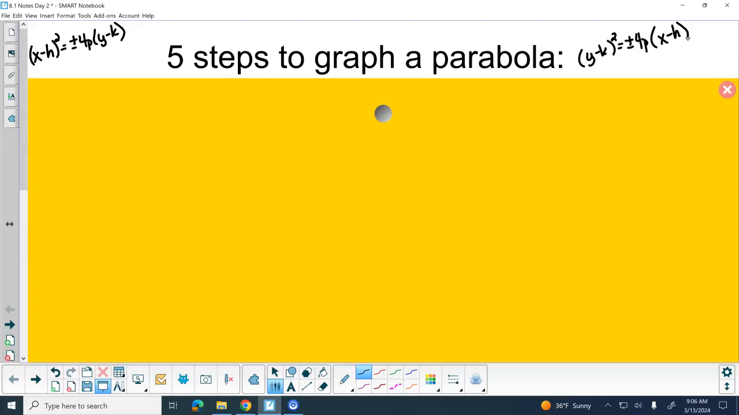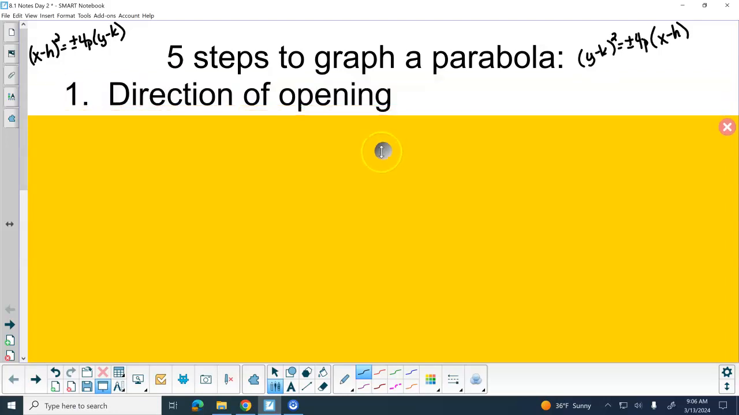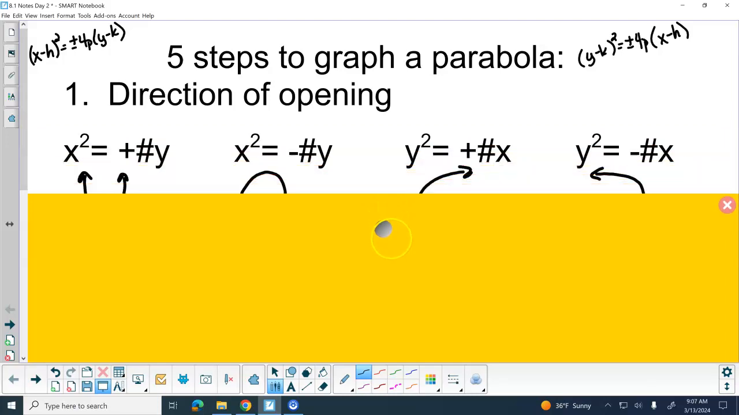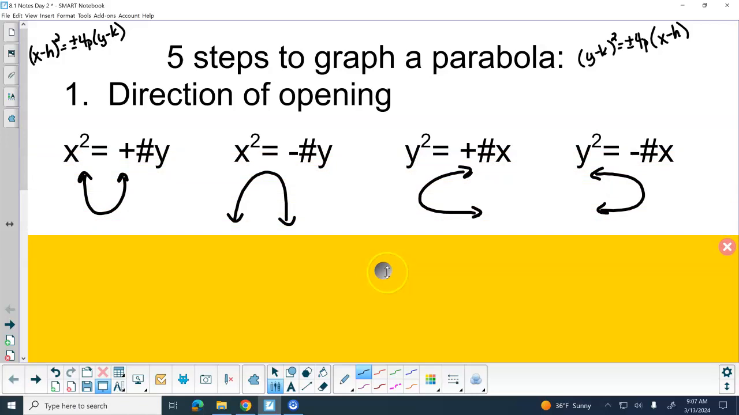Then we had 5 steps to graphing a parabola. What was the first step in graphing a parabola? Direction of opening, okay? And what did we say? There were 2 things that we had to look at for identifying the direction of opening. What were they? Variable is squared, okay? That was the first one. Variable is squared is going to tell me up or down. So if x is squared, it's up and down. If y is squared, it's left and right.